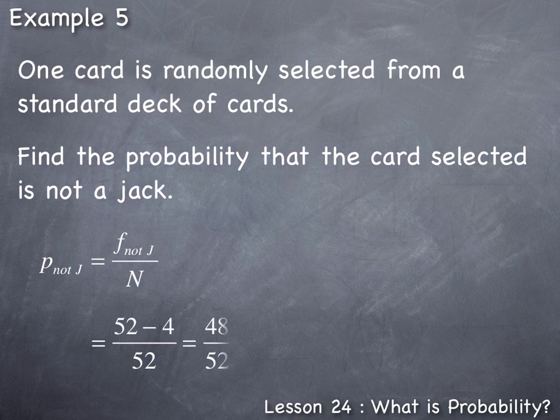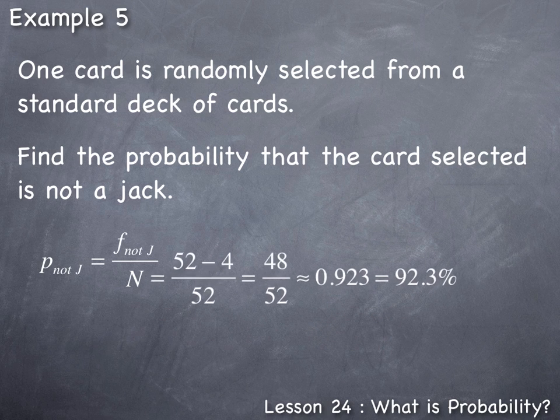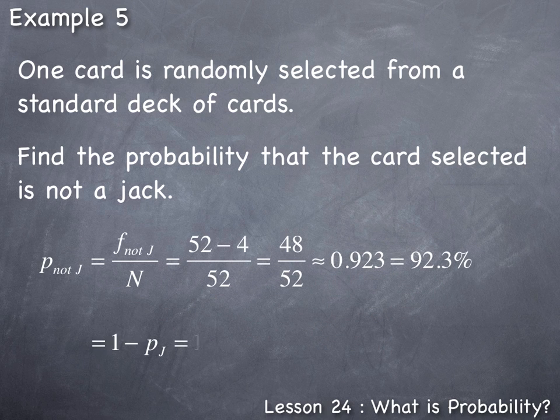Thus, the probability the card selected is not a jack is 48 chances out of 52, which is 0.923 in decimal or 92.3%. Another way of writing this result is to say that the probability the card selected is not a jack is equal to 1, or 100%, minus the probability that the card is a jack. So 1 minus the 4 out of 52 cards that are jacks gives us the 92.3%.